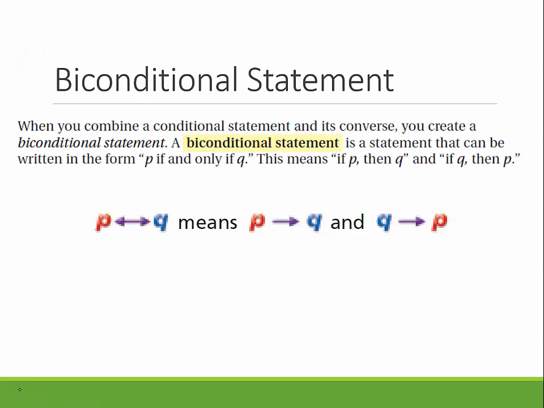When you combine a conditional statement and its converse, you create a biconditional statement. This is a statement that can be written in the form P if and only if Q. That means if P then Q and if Q then P are true. So we use a double arrow here showing that it can go either way, P then Q or Q then P.